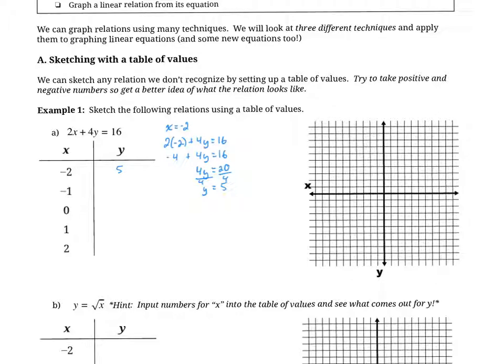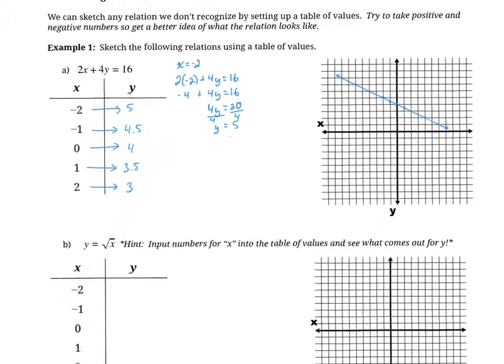Now pause the video and finish the table of values and come back later to check what we have. Alright, now that we have our table of values filled out, we can plot our points. So each x value has a corresponding y value, and these are our coordinates. Alright, and once you plot your points, you will get a straight line. Now let's look at the next example.